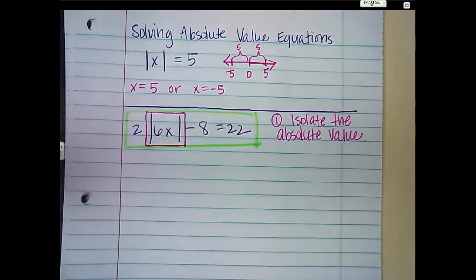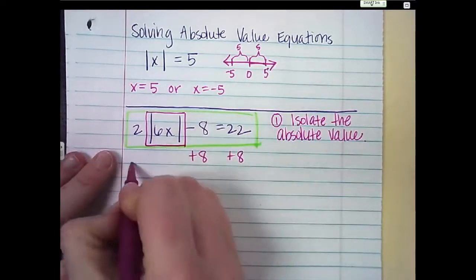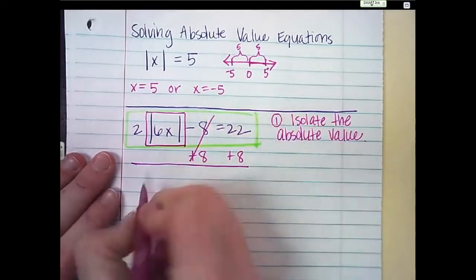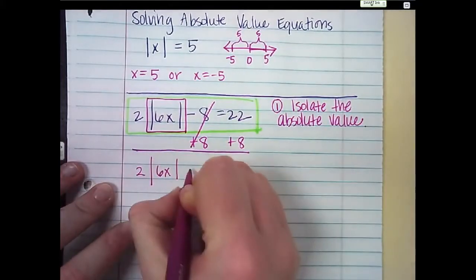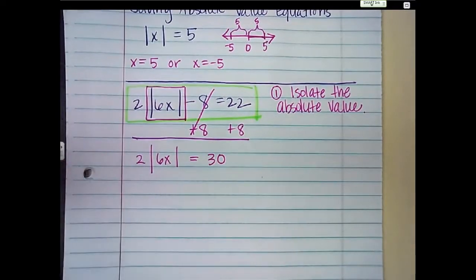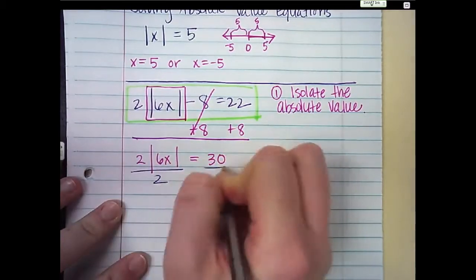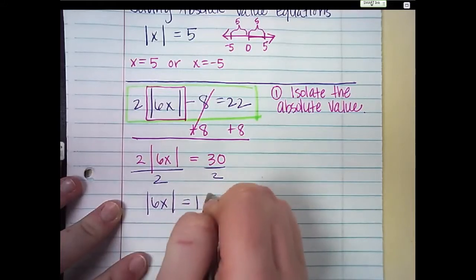So how would I solve for the absolute value? What would you do first? Add 8. You can do the 2, but people just always forget that it goes to the 8 also. So let's do the 8 first. So then I have 2 absolute value of 6x equals 30. Now I'll divide by the 2. So absolute value of 6x equals 15.